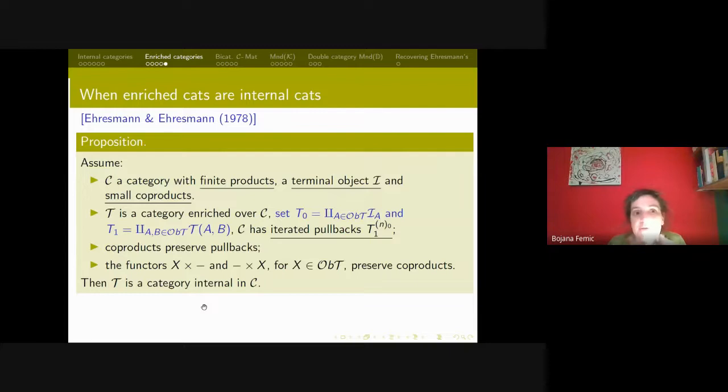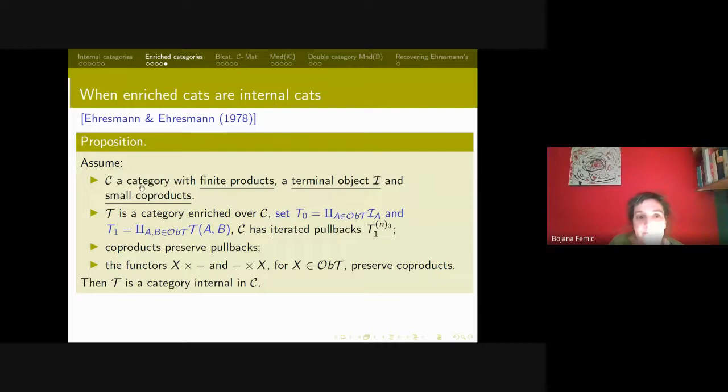Well, actually, there is a theorem. It says Erisman and Erisman because one is André, that's a woman, and Charles is her husband. In 78, they proved under this list of conditions, a category tau which is enriched over a category C is internal in that same category. So now I will comment on the list of conditions.